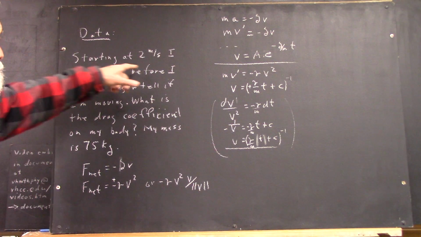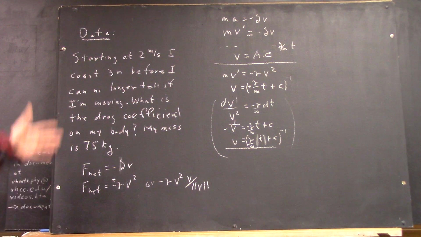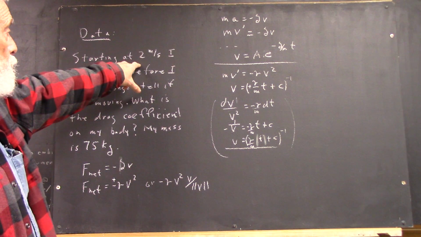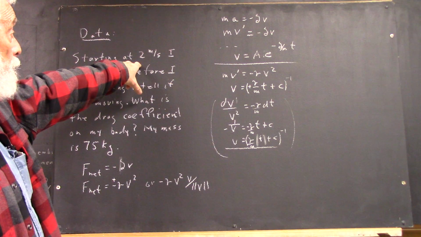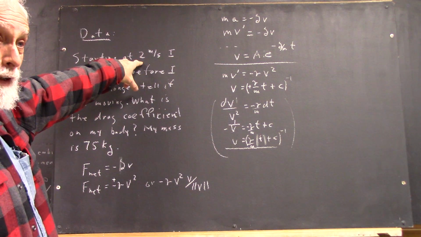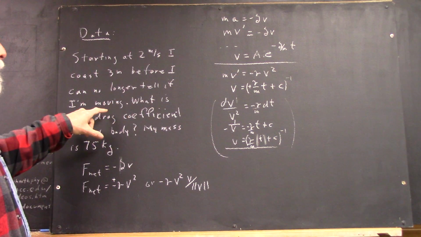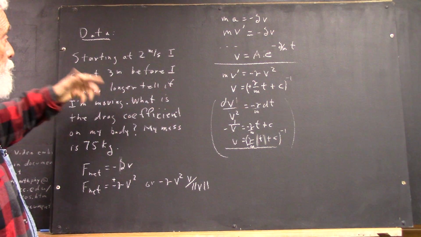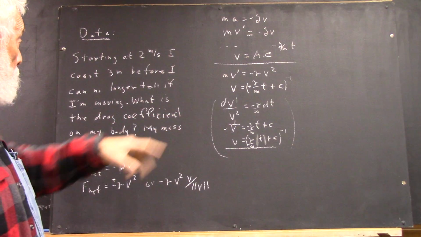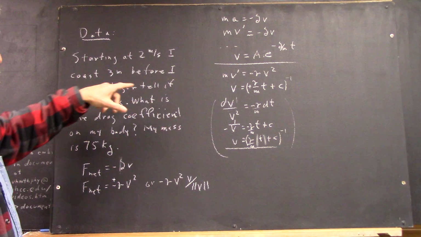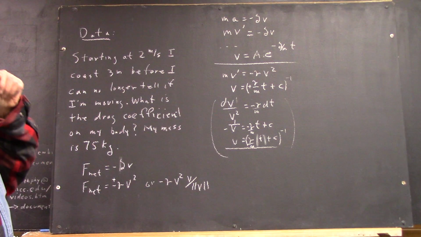So here's some actual data. It's not hard data. I don't really know how far I coast. But starting at, I don't know how fast I come off the wall either, but starting at 2 meters per second, I coast 3 meters before I can no longer tell I'm moving, okay? Now this is in water, pushing off of the wall. These are just rough estimates. I think that this might be a little high, this might be a little low.